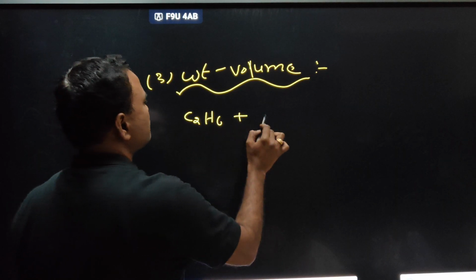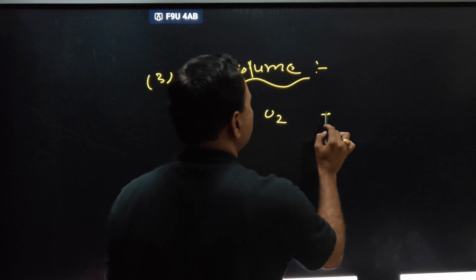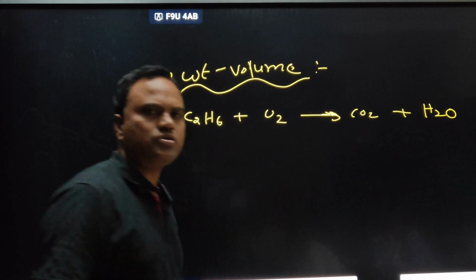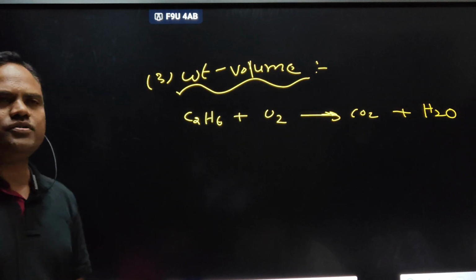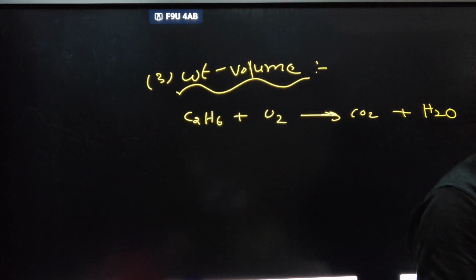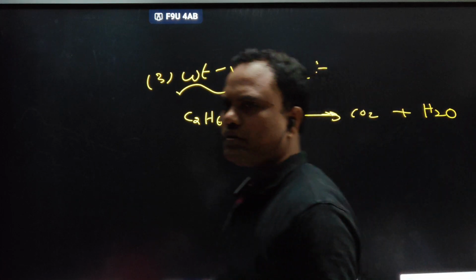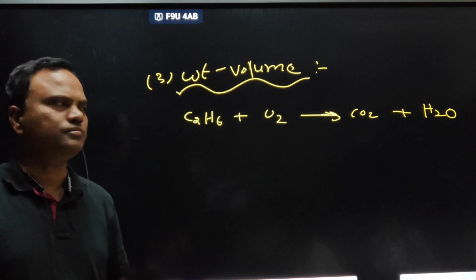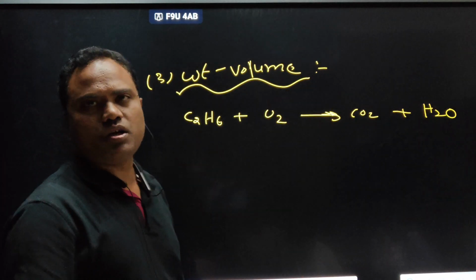C2H6 plus O2 gives rise to CO2 plus H2O. Balance this entire equation. First write the mole relation. C2H6 name is ethane, because we will get the names also: methane, ethane, ethylene.